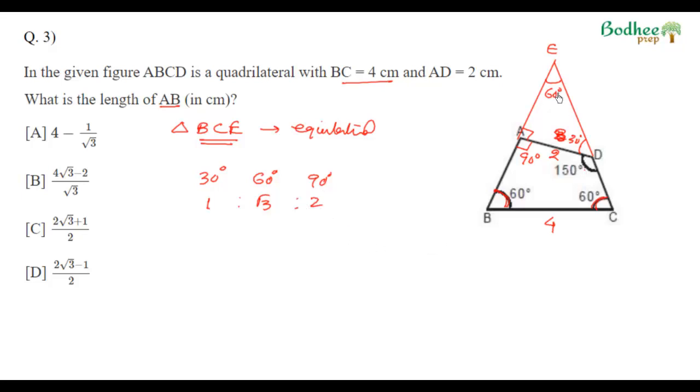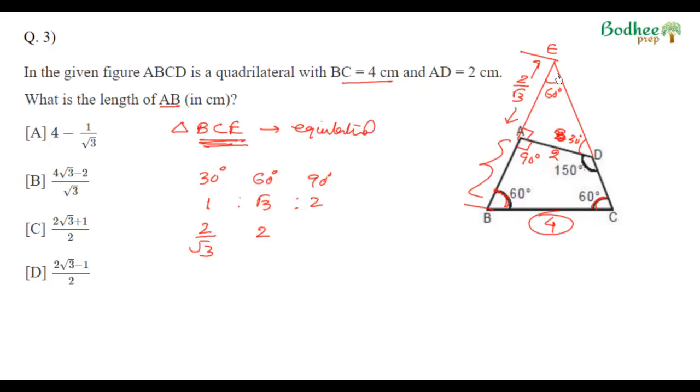Correct? Here the length opposite to 60 degrees is 2. If this is 2, then definitely the length opposite to 30 degrees will be 2 divided by root 3. That means this length is 2 divided by root 3. Correct? Now since this is an equilateral triangle, we can say that BE will be equal to how much? 4.